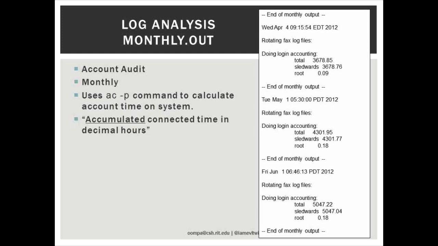So another Unix maintenance script, the monthly.out file, has this nice little accounting feature to it. It does an ac -p command to calculate the accumulated connected time in decimal hours of a particular user during a particular month. So on the screenshot on the right, first thing I would see is, why is root even on here? By default, root is not enabled on Mac systems. So that first would be a giant red flag to me.